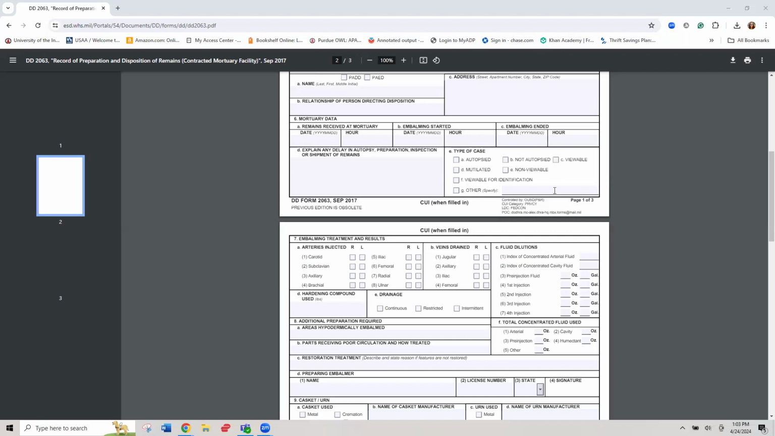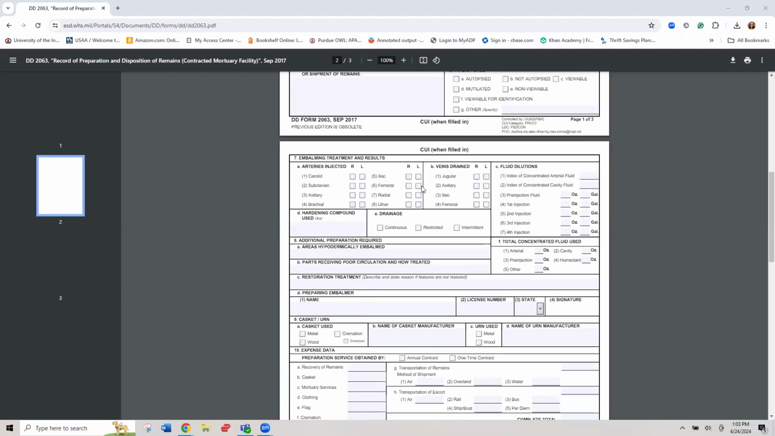So you want to make sure, if you're doing this, again, on this DoD form, that you understand thoroughly what their definitions of these different viewability categories are, okay? Because if you're talking to a DoD person, a decedent affairs officer, a mortuary affairs officer, when they hear these words, there's significant meaning and assumptions based on these things, okay?